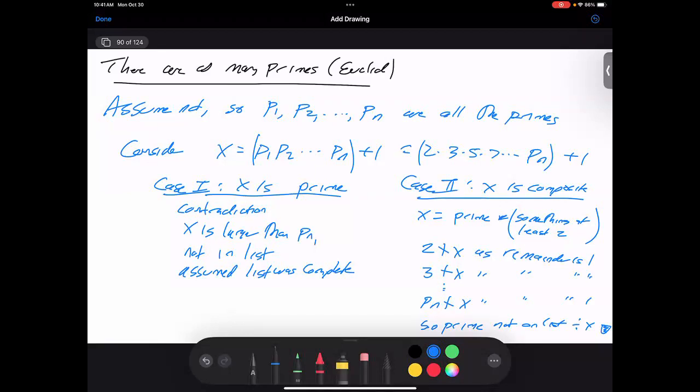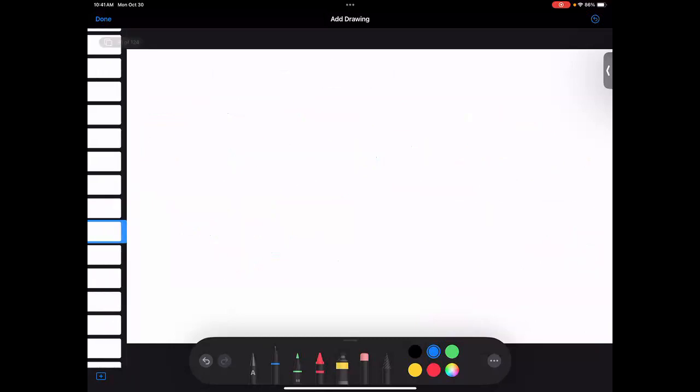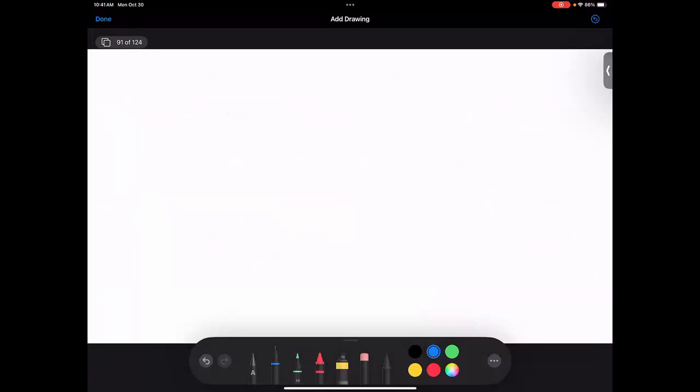With a little bit of work, you can actually use this to get a really bad estimate for how many primes there are at most x. I'm not going to go into that now. What I want to do now is show gaps. So theorem: gaps between primes can be arbitrarily large.